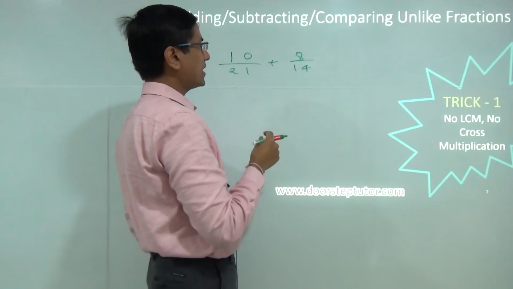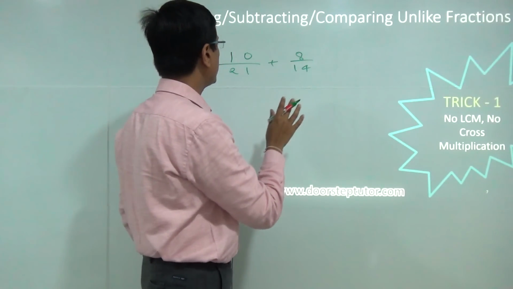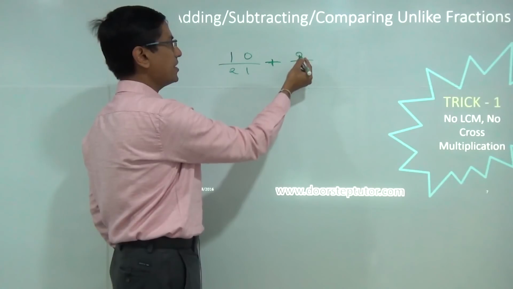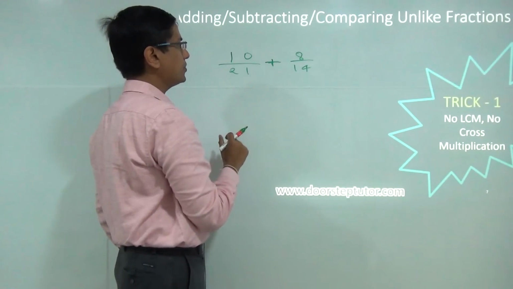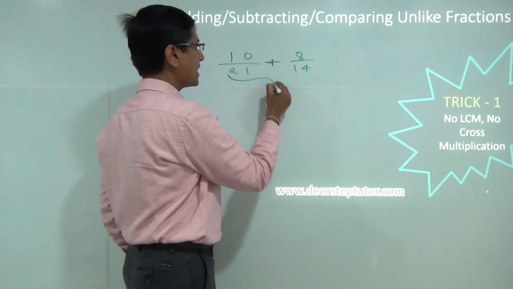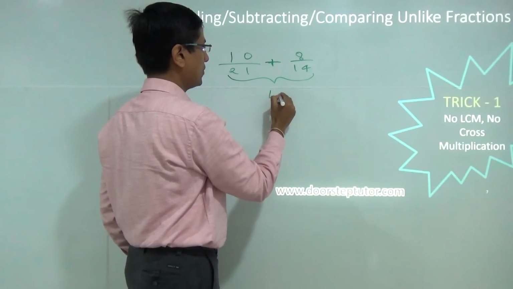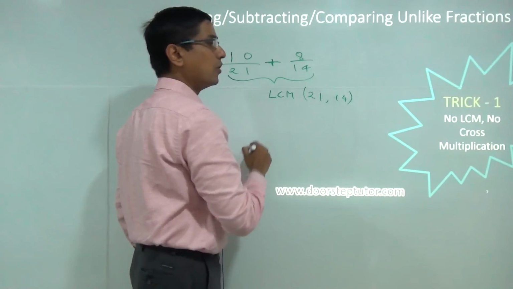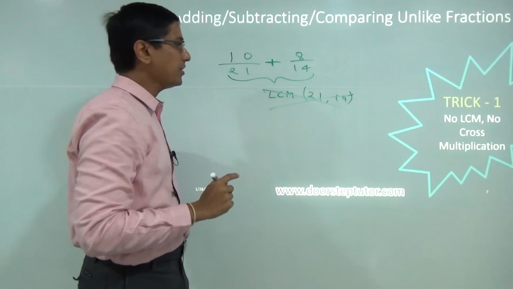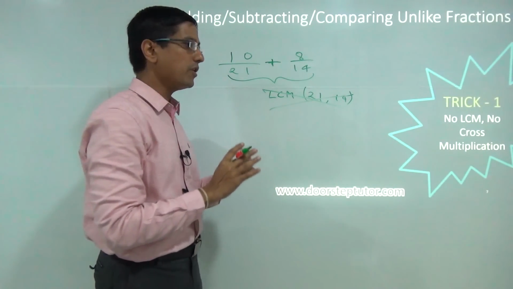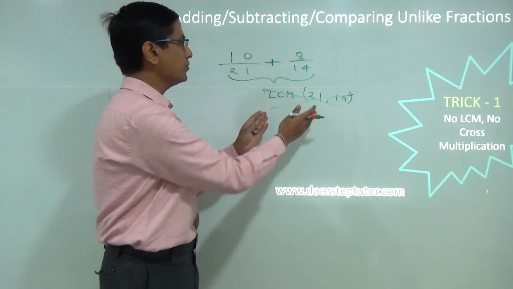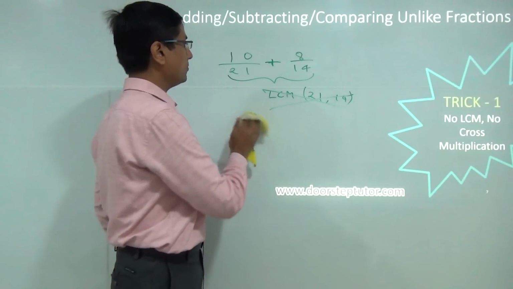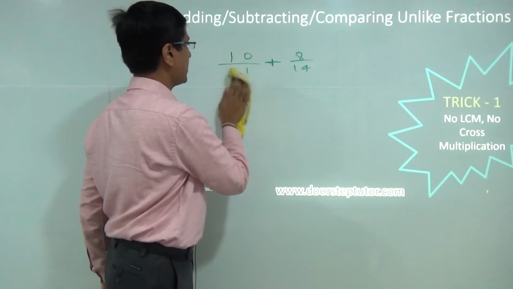In a lot of books and videos, a lot of teachers would tell you that the way to approach this kind of problem, if I have to add 10 by 21 and 8 by 14, is to first take the LCM of 21 and 14. Don't do that. This is a textbook method. If you are to show your work, then we'll use this method. But if the only objective is to solve a problem, then we won't do this. This takes a lot of time.